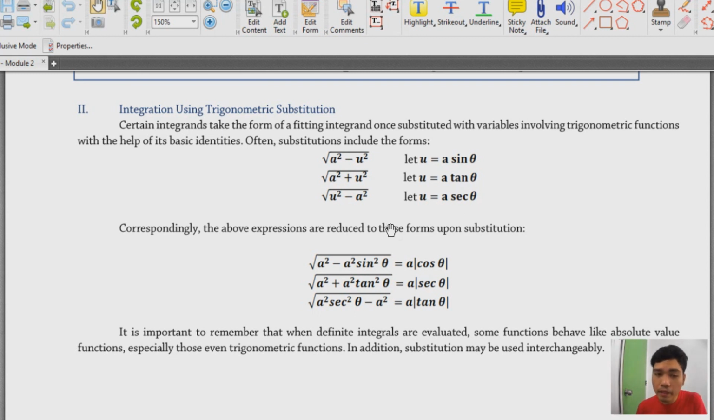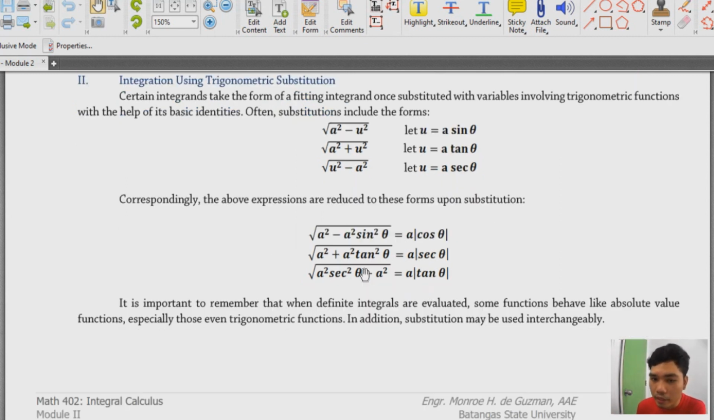Okay, so correspondingly, if the above expression is reduced to its form, then you will see this happen. You will notice it when we solve. The form will be like this, and then you will have a minus a squared sine squared theta. So its equivalent would be a cosine theta, because we know that this is 1 minus sine squared theta. So that is cosine squared, and then you take the square root of that, so that's a cosine theta. And that's the same thing that works for the other two expressions that you can see.